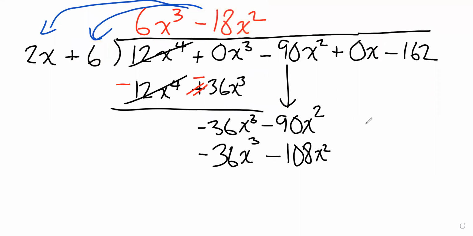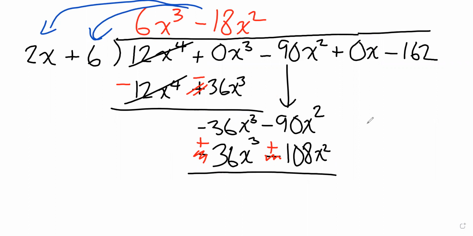Now let's do the subtraction move. And remember, the subtraction move, you subtract the entire result that you just got, but when the negative gets distributed, it's going to change the signs. So it's easier, in my opinion, to just change the signs of the individual terms. The negative 36x cubed becomes positive 36x cubed. The negative 108x squared becomes positive 108x squared. And then we combine like terms.